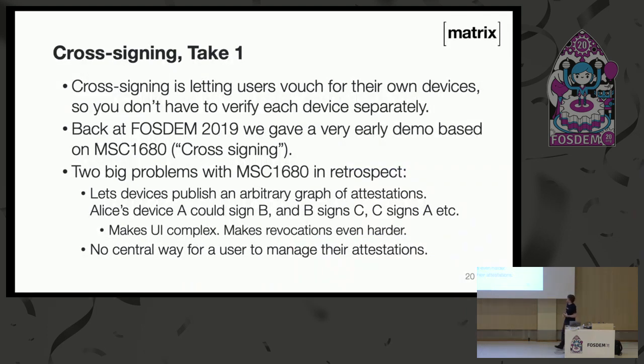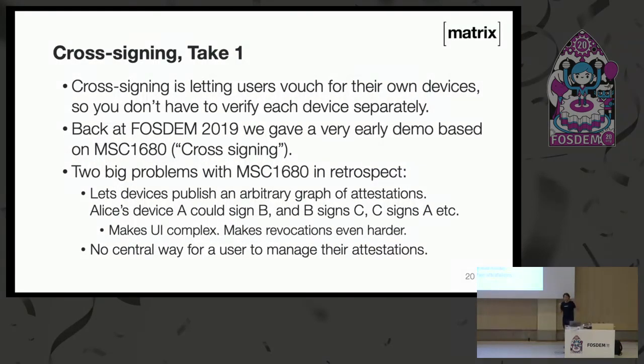And it was built on Matrix spec change 1680, which was just called cross-signing. And this is a really cool idea. If you look at the spec, it's basically the idea that any device can sign any other device. It's a bit like PGP. Anybody can sign anybody else's key. You end up with a great big DAG, at least of the user's own devices. And that's what we implemented.